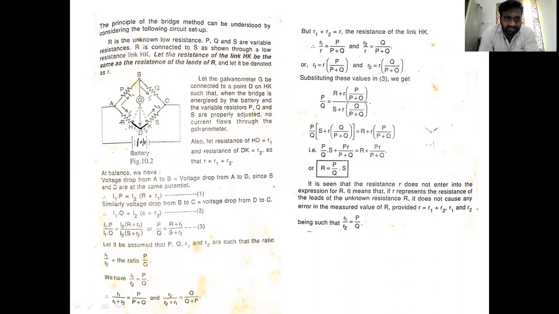This R is nothing but our unknown resistance, and P and Q are nothing but ratio arms, and S is the standard resistance connected, and H and K. See, H to K is nothing but a resistance lead or resistance conductor. In some textbooks they call that a resistance lead, in some textbooks a resistance conductor. H to K is the resistance conductor which is connected here.